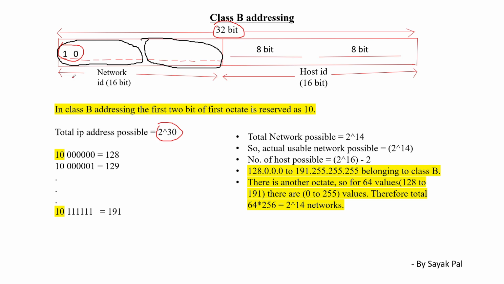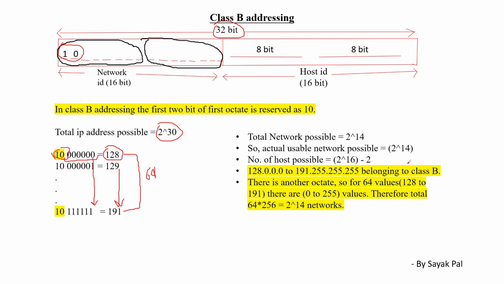Okay, and what is the range? For the range, here we can see that these are the first 2 bits and they are reserved, and now we have to arrange this from all zeros to all ones. So this number is nothing but 128, followed by 129, up to 191. So 128 to 191, a total of 64 values are there. Okay, 64 values are there.